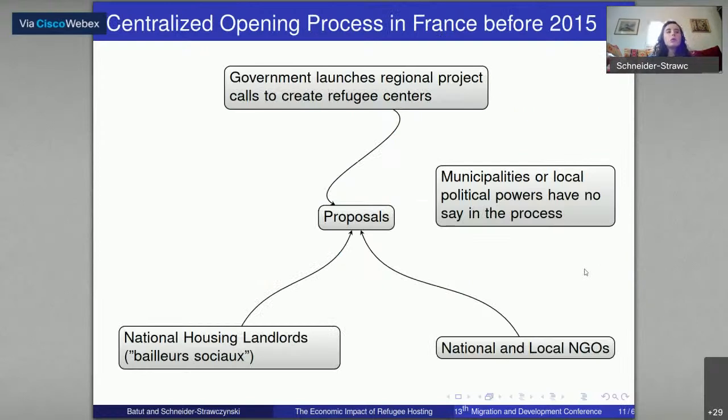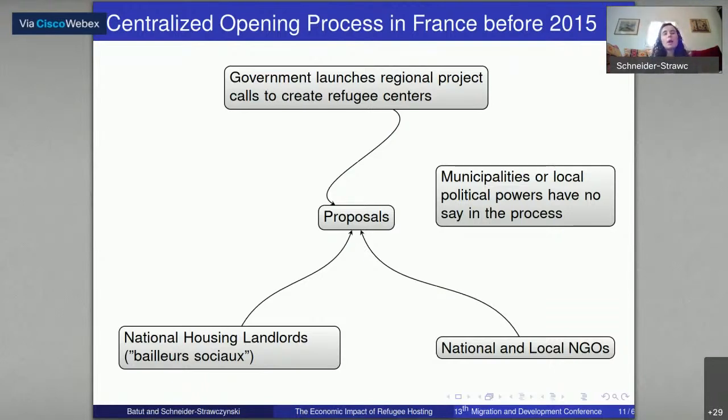And in order to implement this dispersal policy, the French government runs a centralized opening process where it launches regional and regular project calls to create the refugee housing centers, to which national housing landlords and national local NGOs will apply to open and run a center. And importantly, municipalities or local political power have no say in the process.